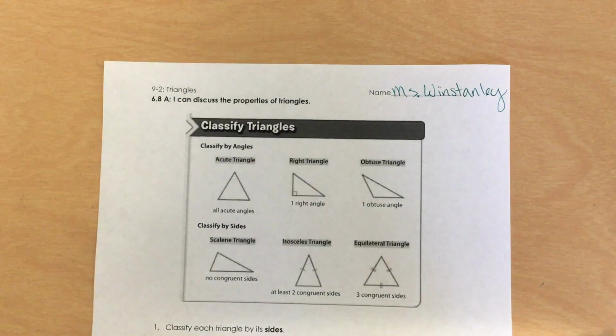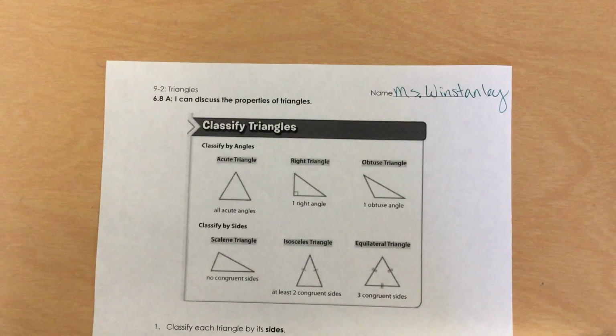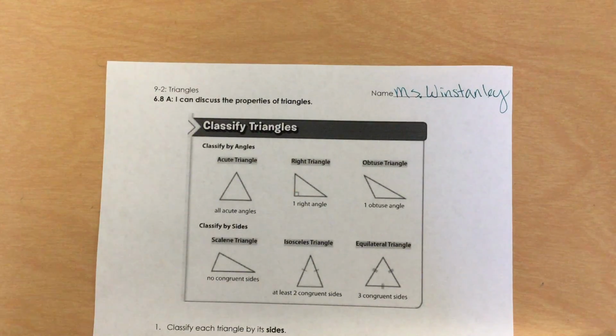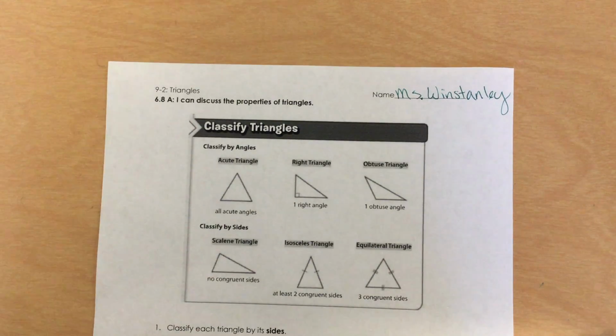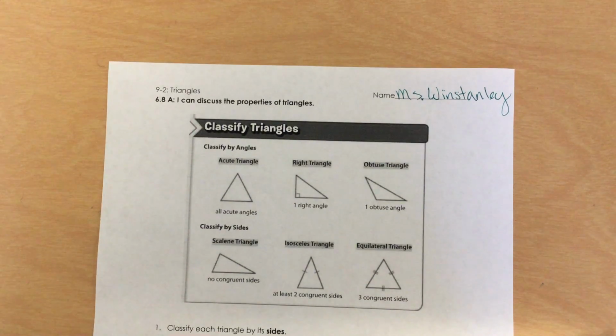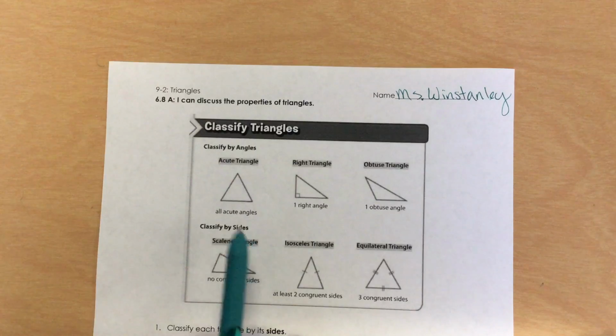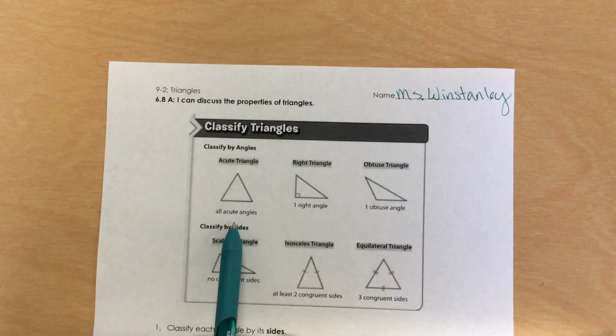Our objective is 6.8a. I can discuss the properties of triangles. So we're going to be classifying triangles by angles and by sides. So first let's look at how we can classify them by angles.